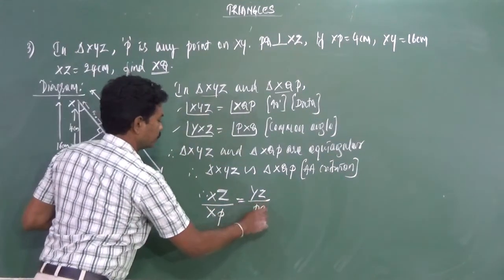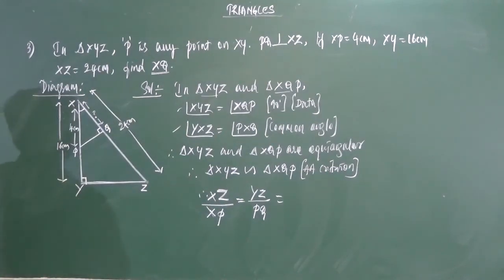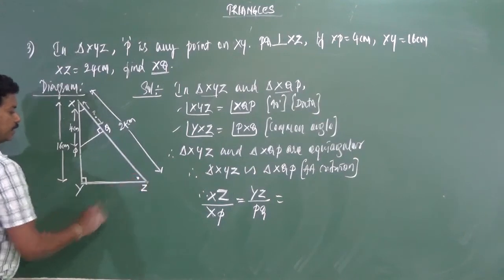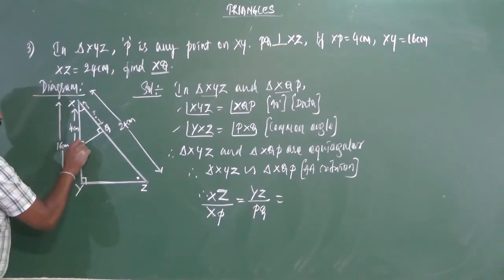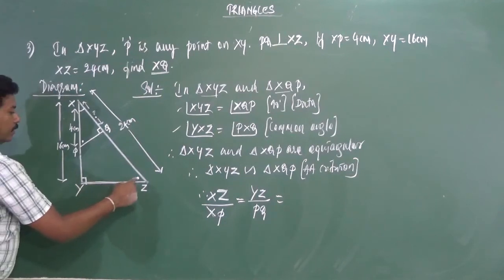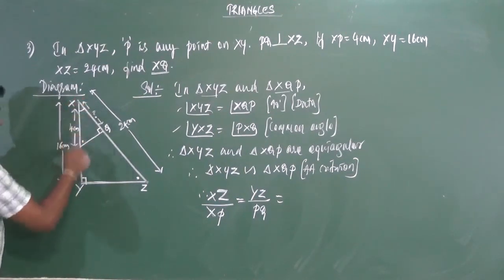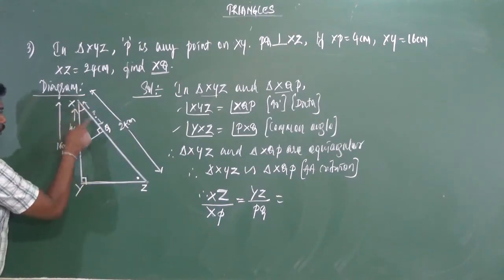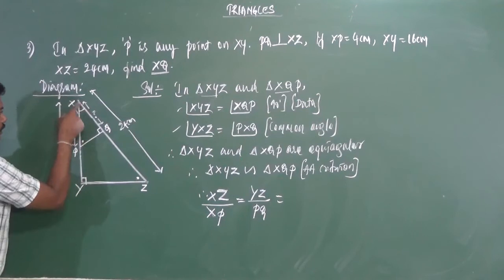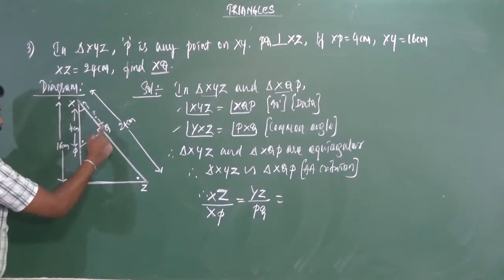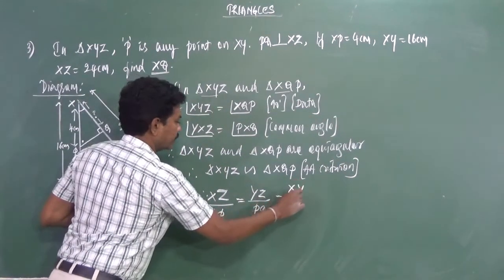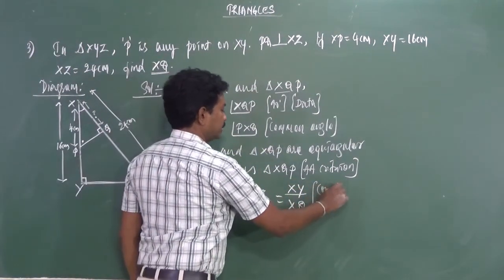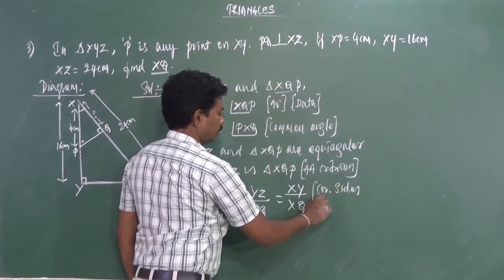That is PQ is equal to, let us now identify the third angle. In the big triangle XYZ, this becomes the third angle, and in the smaller triangle, this angle becomes the third angle. Opposite to the third angle in the big triangle is XY, and in the smaller triangle it is XQ. So XY by XQ. So these corresponding sides are proportional.